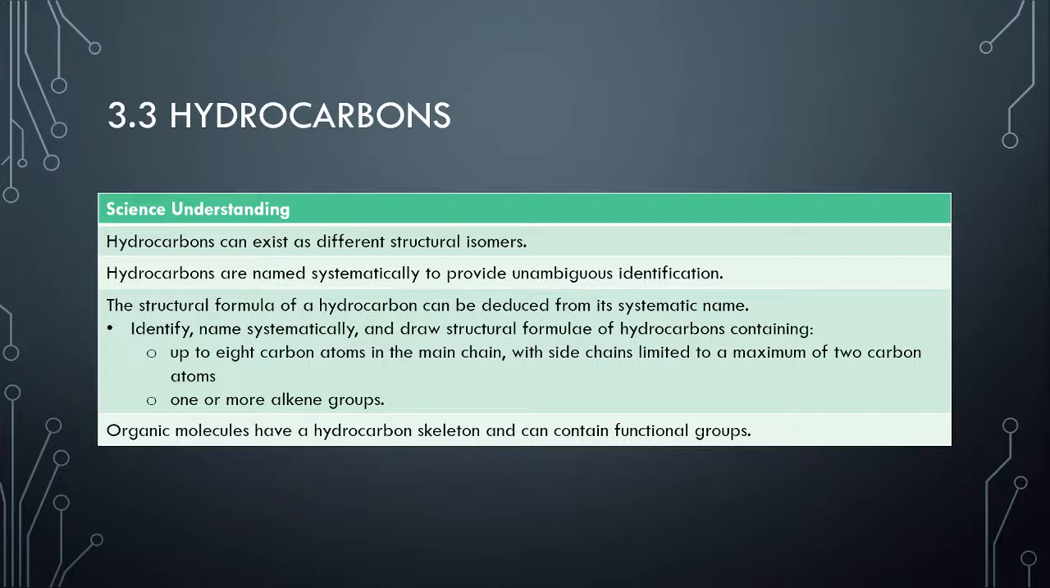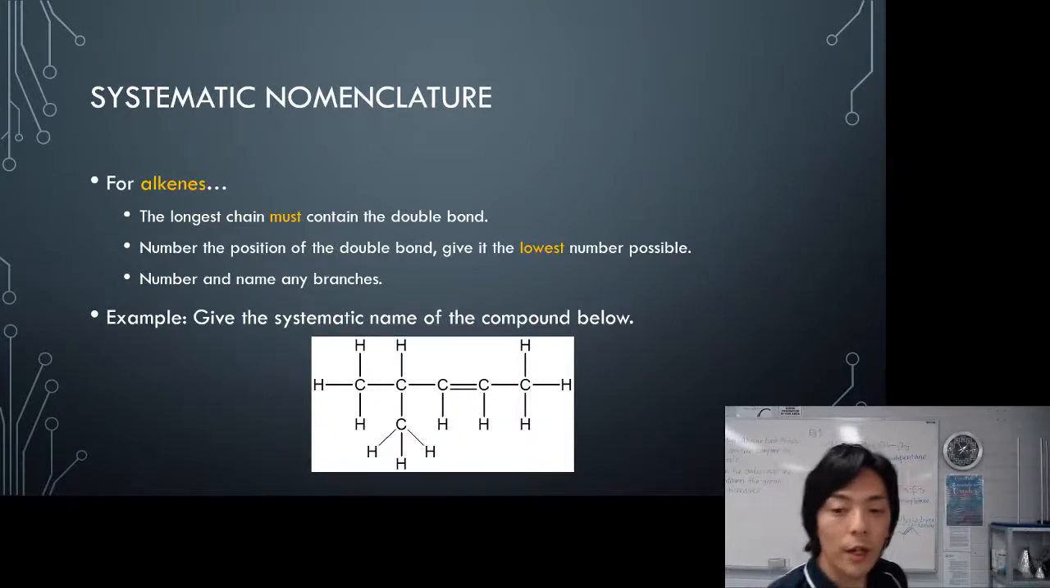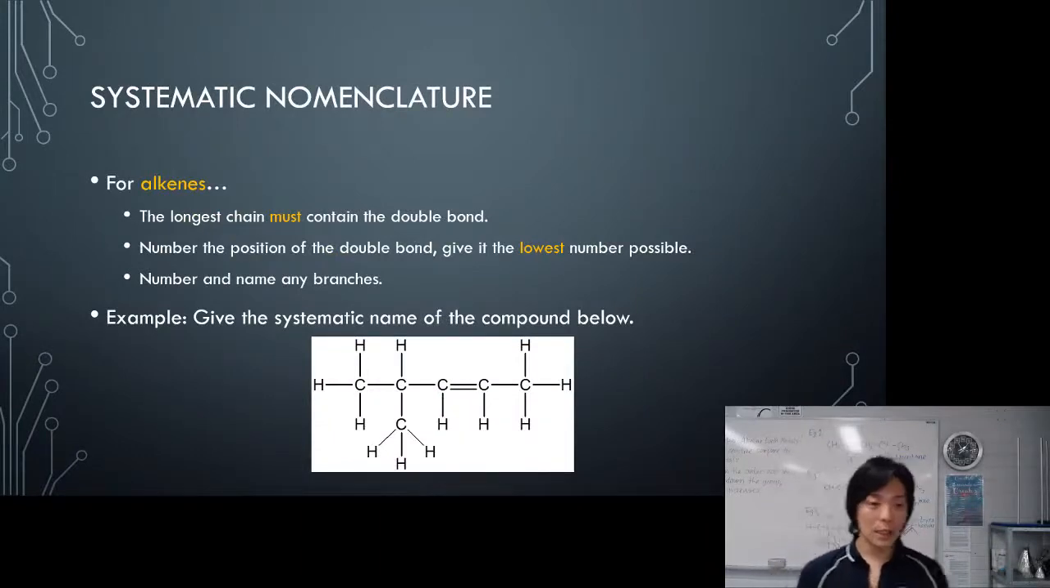We'll be looking at systematic nomenclature, slide 29. That's where the alkene starts. So for alkenes, the longest carbon chain must contain the double bond. At the end of the day, this is carbon chemistry. So carbon to carbon, double and triple bond, they matter. So you have to include double or triple bonds into the longest carbon chain.